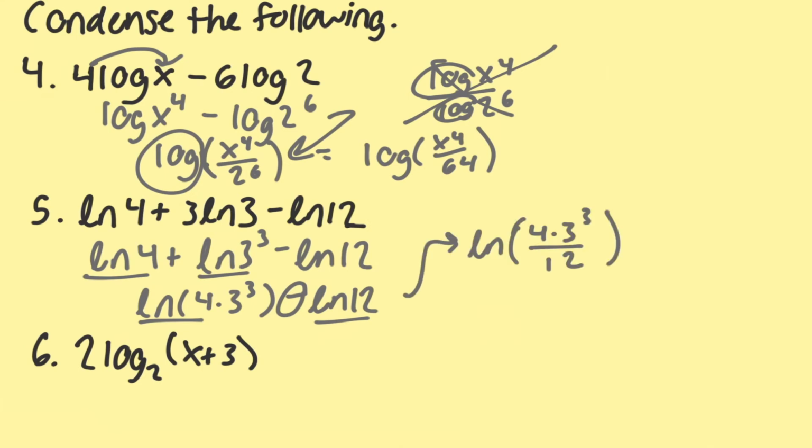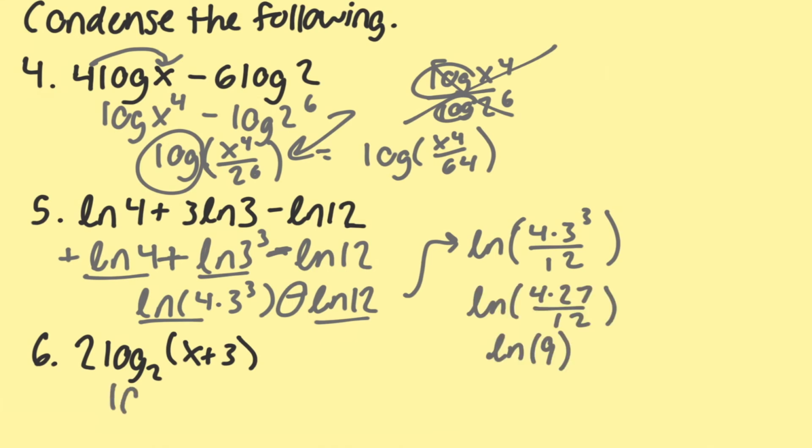And remember that shortcut, we could have jumped there all in one step because this was a positive log, this was a positive log, so the 4 and the 3 cubed are going to be in the numerator, and this was a negative log, so the 12 is going to be in the denominator. And then finally, there's an exponent, we can bring that inside.